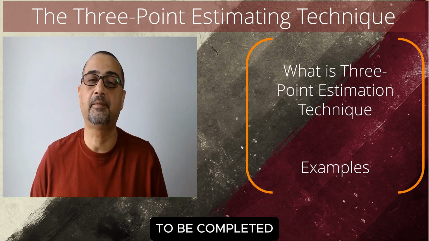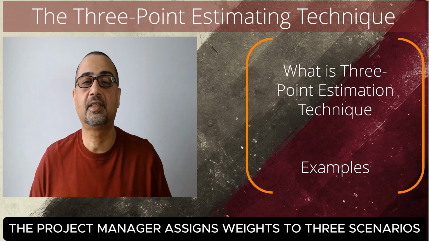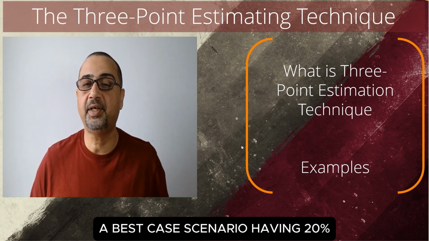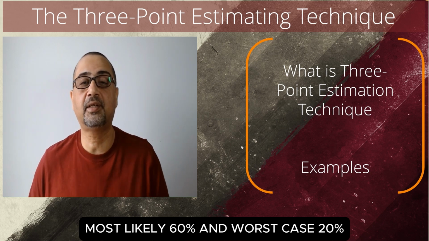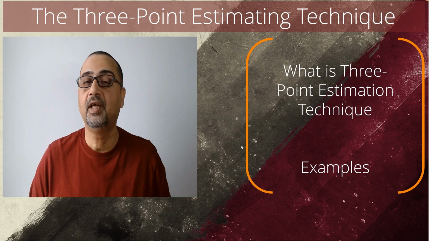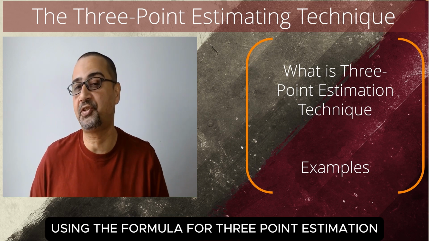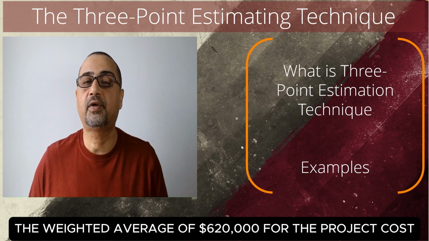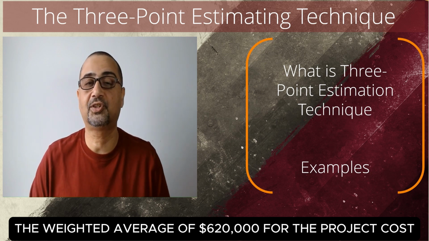$750,000 to be completed. The project manager assigns weights to the three scenarios, a best case scenario having 20%, most likely 60%, and worst case 20%. Using the formula for three-point estimation, the project manager calculates the weighted average of $620,000 for the project cost.